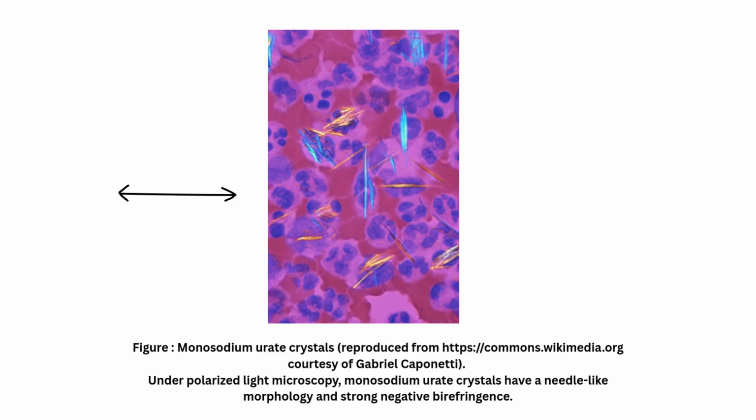When you rotate the polarizing filter 90 degrees, you see the same crystals change colors from yellow to blue and blue to yellow, depending on their orientation to the polarizing filter axis. This is called negative birefringence, consistent with monosodium urate crystals seen in synovial fluid of patients with gout.